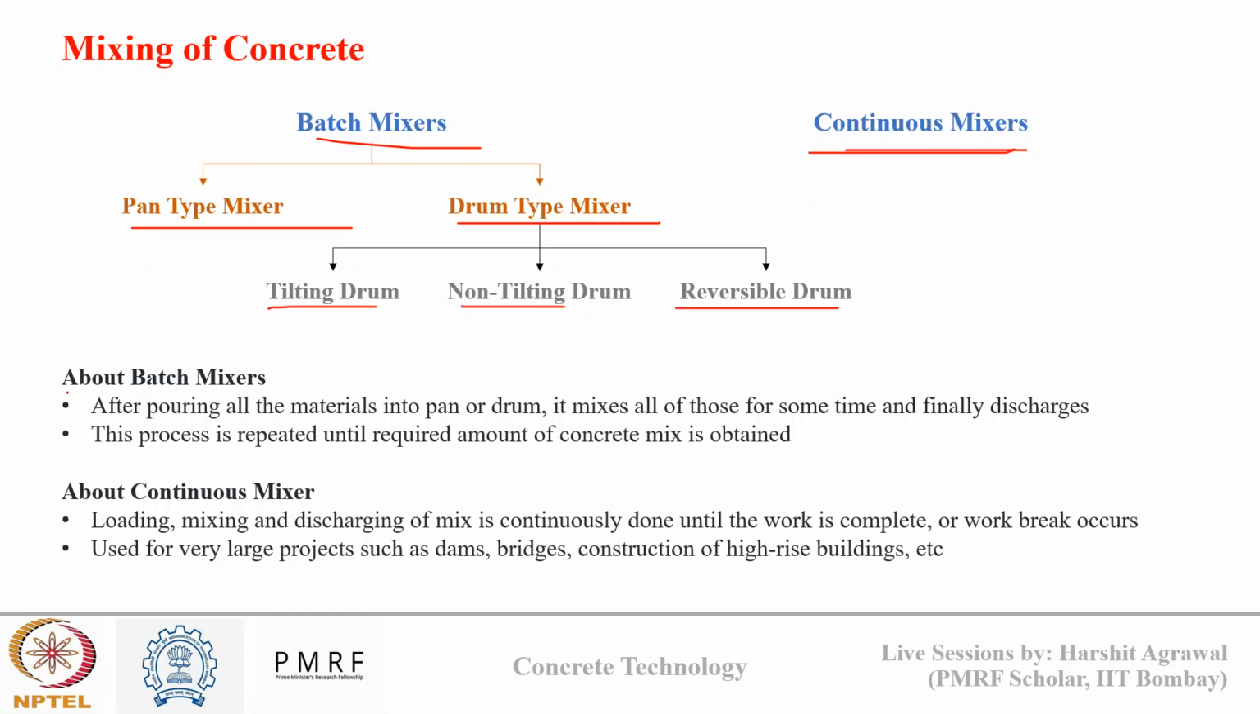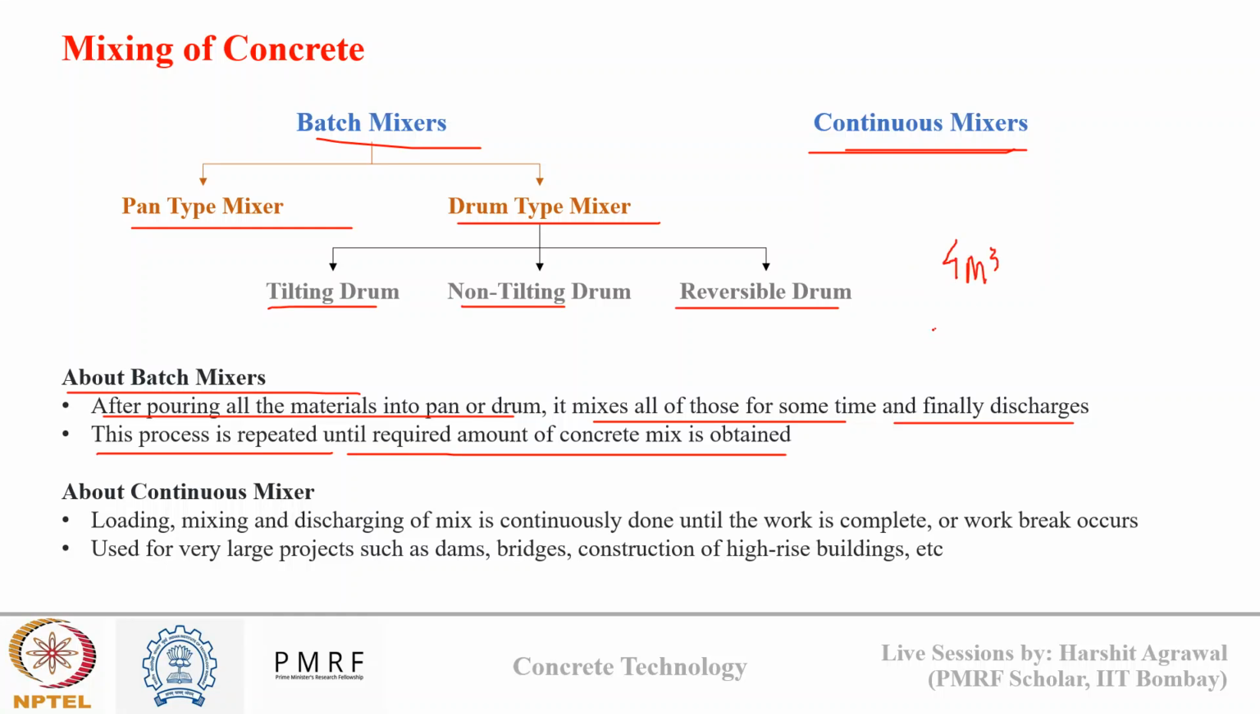So in a batch mixer, what happens after pouring all the materials into the pan or drum? It mixes all those materials for some time, and it finally discharges. And this process is repeated until the required amount of concrete mix is obtained. So suppose I want 4 meter cube of concrete.